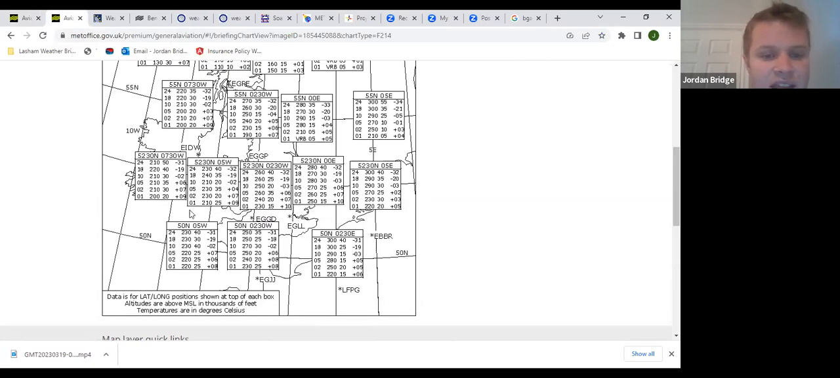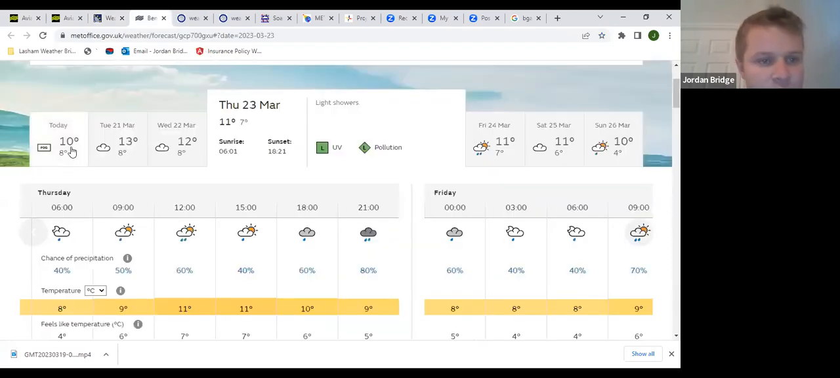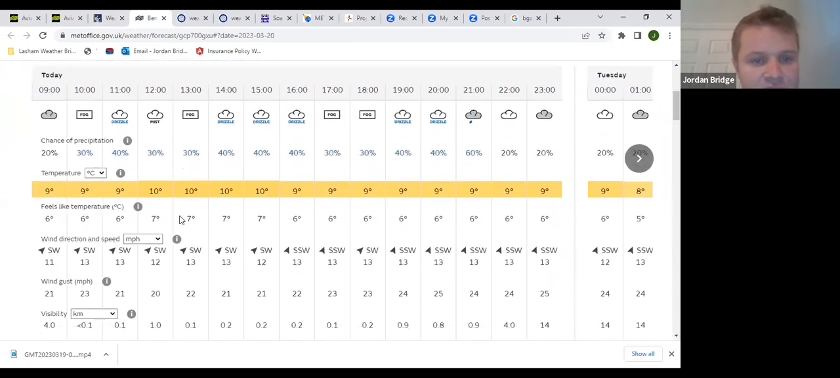Looking at the winds, we've got a southwesterly wind, generally 25 knots at height. That's more like 10 to 15 on the ground. And the satellite picture over the UK shows a lot of upper level cloud and lower level clouds streaming across pretty much the entire country. The public forecast for today shows 10 degrees, fog, mist and drizzle all day.